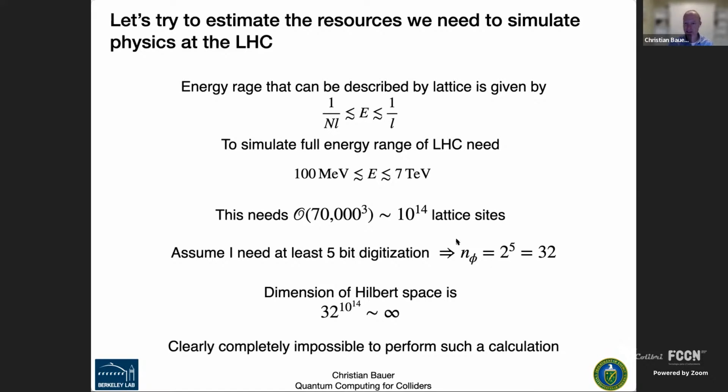So 5-bit digitization gives you a pretty good answer already. So I need of order 32 lattice sites. But that means the dimension of my Hilbert space is 32 raised to the power of 10 to the 14. Now, that's an unimaginably huge number, right? Not 32 times 10 to the 14, 32 raised to the power of 10 to the 14. So clearly, I have no hope of ever doing this calculation.